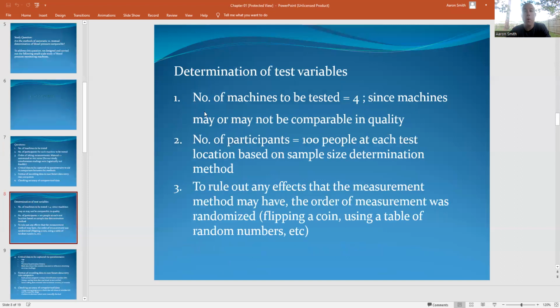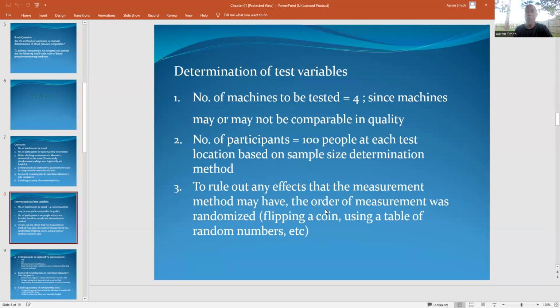All right, so let's determine our test variables. Number of machines to be tested, we're going to do 4, since machines may or may not be comparable in quality. Now, number of participants, we're going to go with 100 people to test at each location based on sample size determination methods. We'll talk about sample size determination during the semester. And to rule out any effects that the measurement method may have, the order of measurement was randomized.